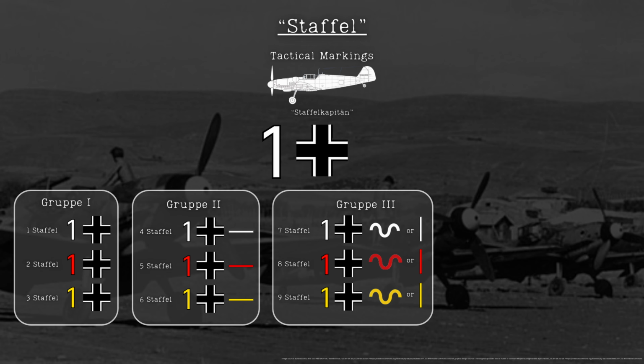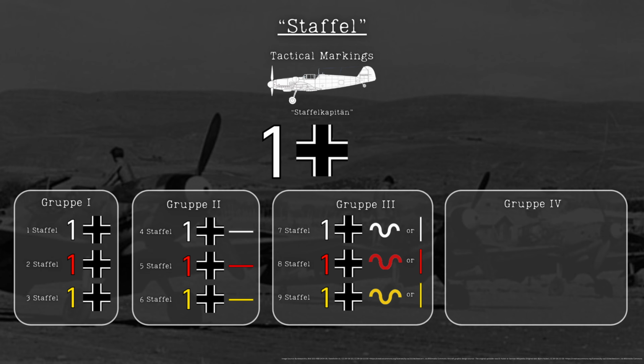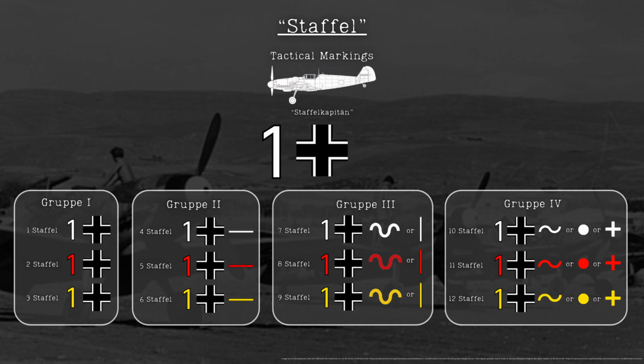This pattern continues in the third and fourth Gruppe, with the first Staffel in each wearing white markings, the second wearing red or black markings, and the third wearing yellow. When combined, the color of the markings and the shape after the Balkenkreuz will tell you both which Staffel the aircraft you're looking at belongs to, as well as which Gruppe it is a part of.